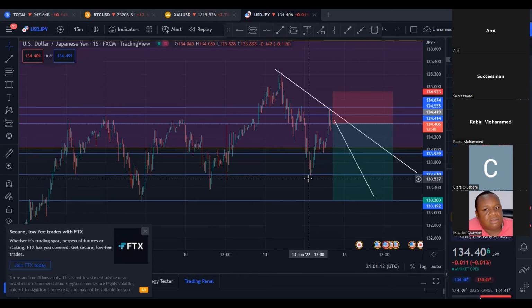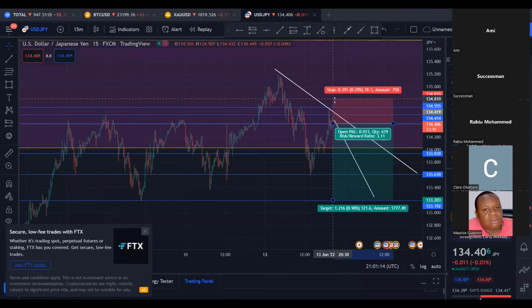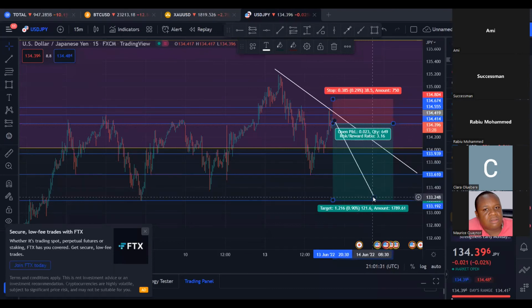Now, what you can also do is this setup. If you have a demo account, you can try it by entering a sell, okay, and then putting your stop loss at 134.804. Then take any of the TPs. You can take 134.00, you can take 138.00, you can take 133.400, any of them, okay, on your demo. Then see what will happen. Don't take it on your live account yet. Take it on your demo and see what will happen.